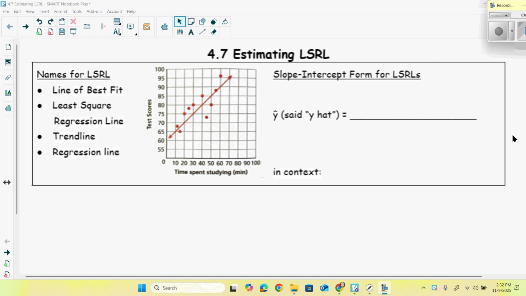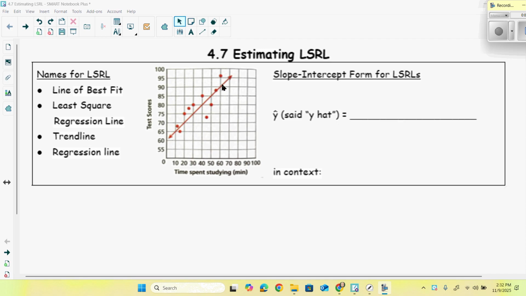Hello and welcome to our lesson on estimating the least squares regression line. If you look over here, least squares regression line is the real mathematical way of saying something you've probably seen already. A line of best fit is probably what you'll hear me or your teacher refer to it as, or a regression line or a trend line.